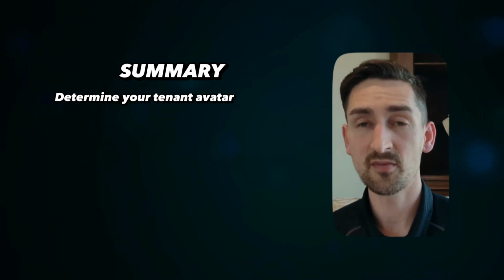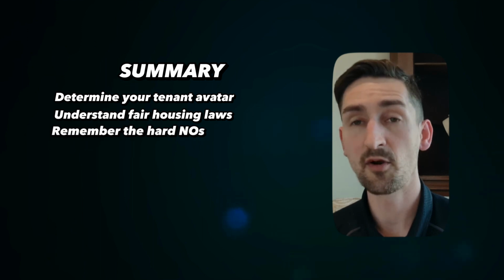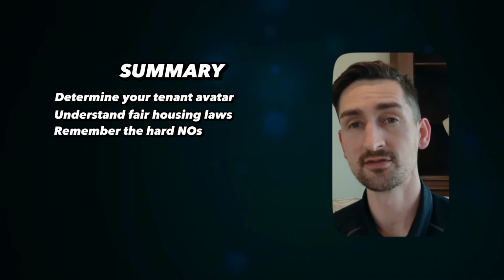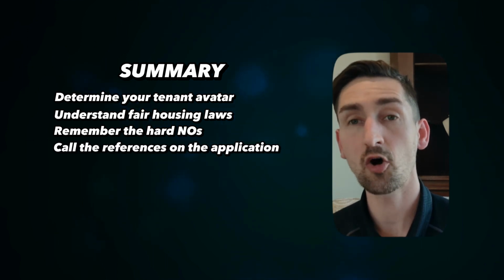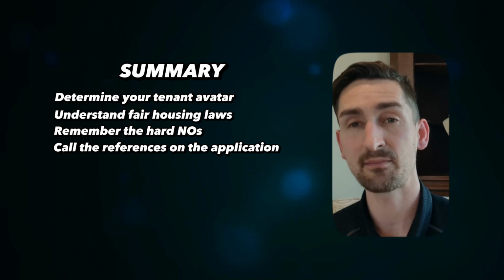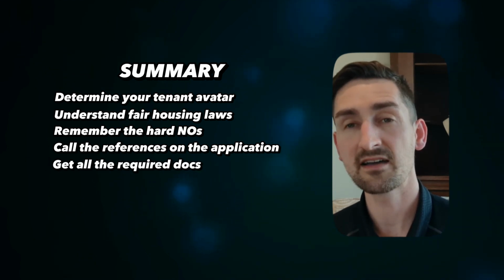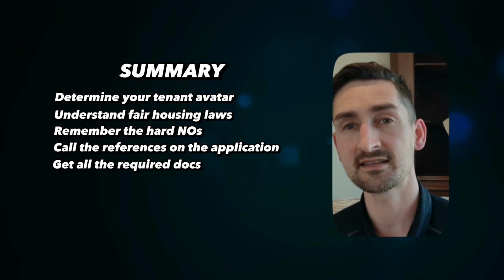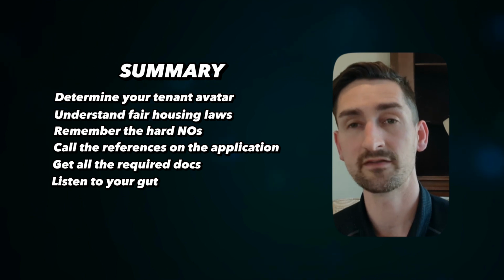To summarize everything that we talked about today: number 1, determine your tenant avatar. Number 2, understand fair housing laws. Number 3, remember the hard no's: evictions, felonies, and lying. Number 4, call the references on the application, no exceptions: employer and previous landlord. Number 5, get all the required docs, including the rental app, credit and background check, copy of the driver's license, and two pay stubs. And number 6, listen to your gut, and investigate more if need be.